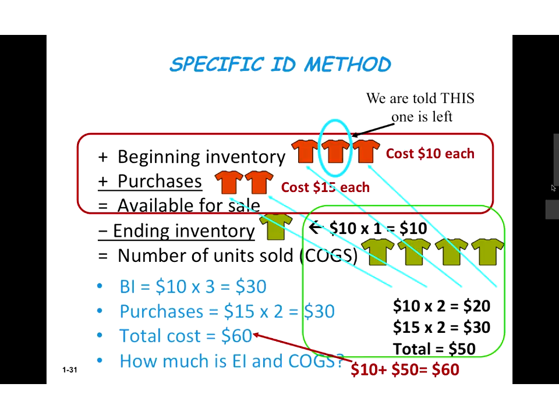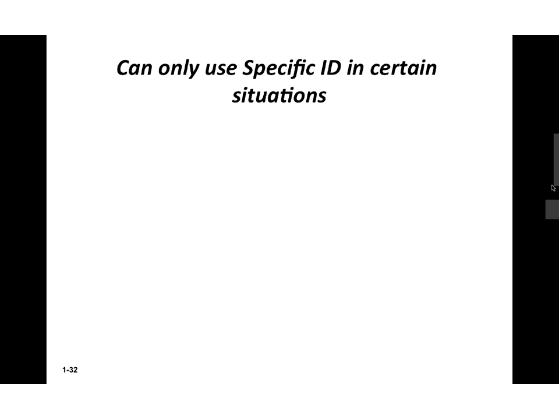First of all, if you have a product like Smarties candies, those little candies, there's no way they could point to one and say, well, this one's the one that's left. This is the other one that's left. They don't know. Even with t-shirts, companies have thousands and thousands of inventory items. They don't know which specific t-shirt you got, and even if they could do that, that would be very costly to do. Specific unit method can only be used in certain circumstances.